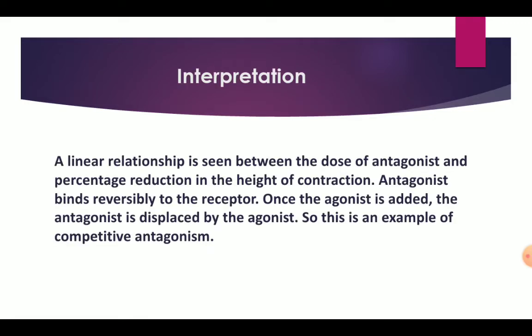What is the interpretation? A linear relationship is seen between the dose of antagonist and percentage reduction in the height of contraction. Antagonist binds reversibly to the receptor. Once the agonist is added, the antagonist is displaced by the agonist. So this is an example of competitive antagonism, right?